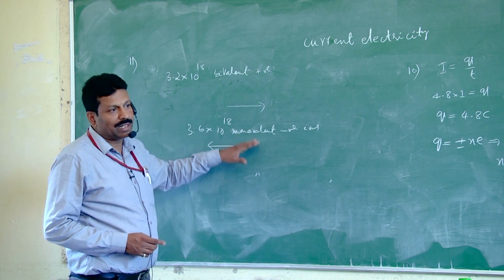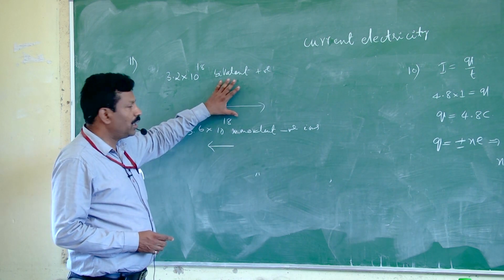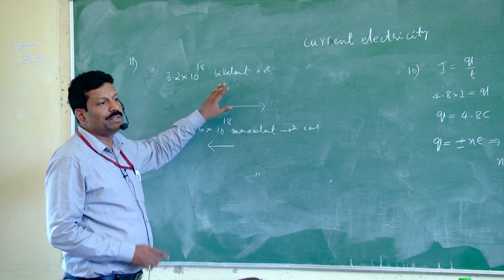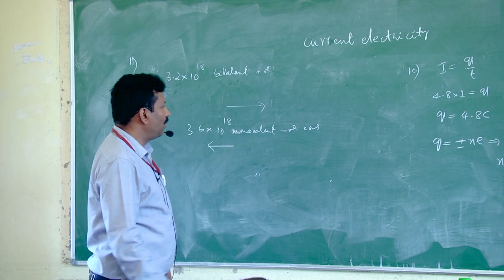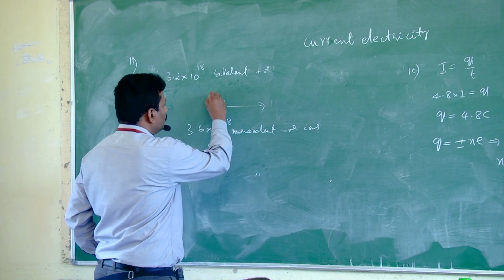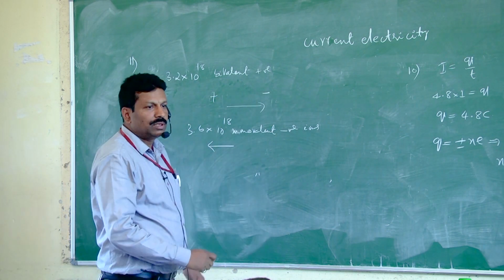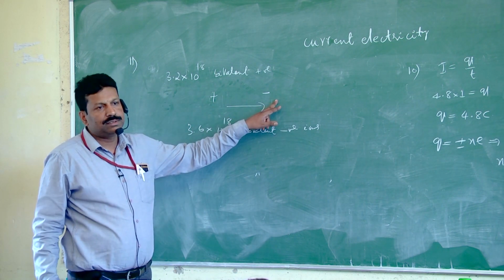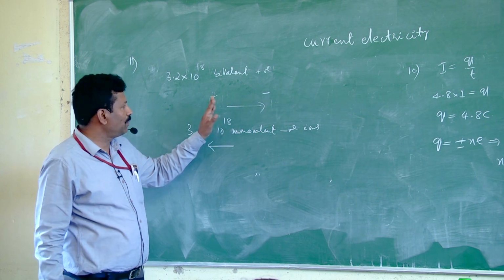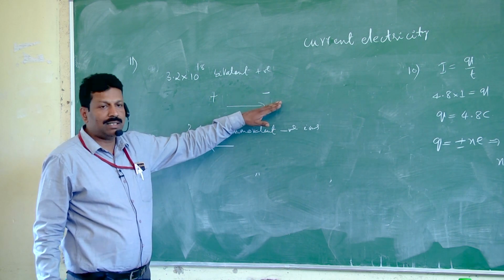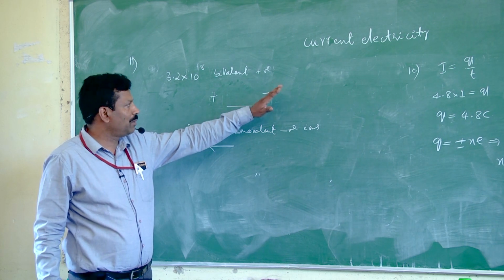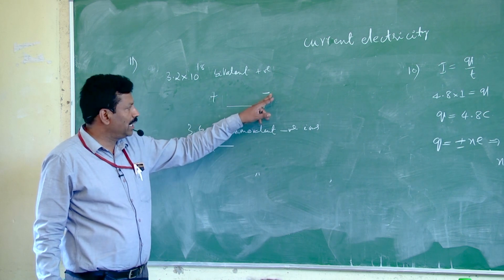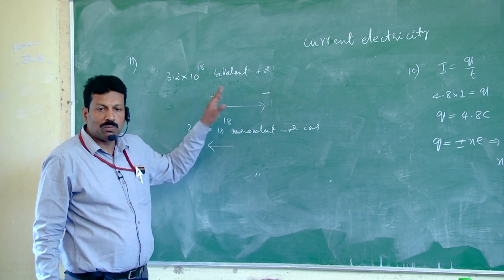Here they have given two types to confuse you. 3.2 into 10 to the power of 18 bivalent positive ions are moving from where to where? Right to left. Positive to negative. Correct? If they are positive, they move from positive to negative, which means that an equal number of negative ions are moving from negative to positive. These are bivalent.